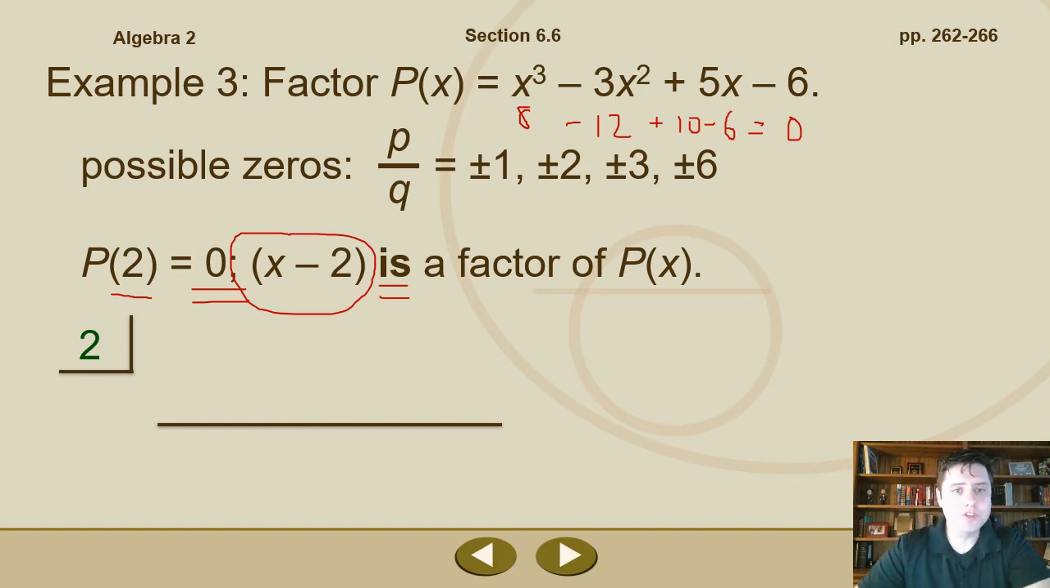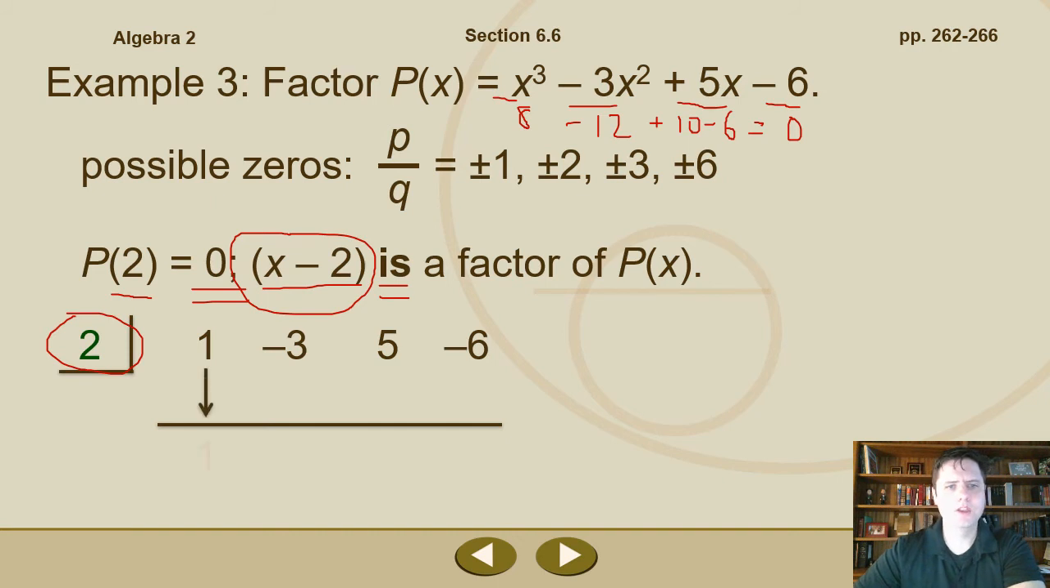So remember, if we're setting it up for x minus 2, we do the opposite of the sign when we put it in the box here for synthetic division. And then we look at all of the coefficients in the original polynomial, and we're going to list those here. So it's 1, negative 3, 5, negative 6. Now remember how we go about doing this. We bring down our 1. We then multiply this 1 times our number in the box, which would be 2, and we put that number here. We then add down.